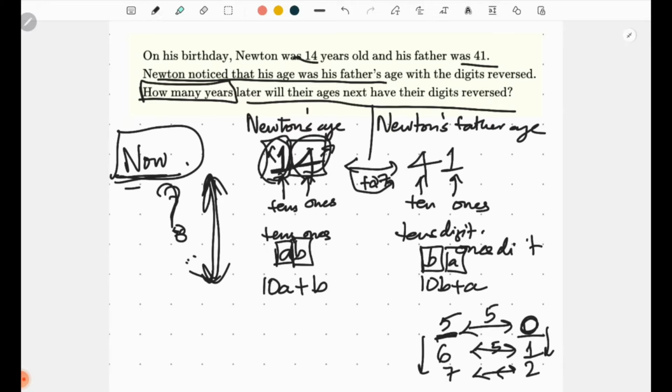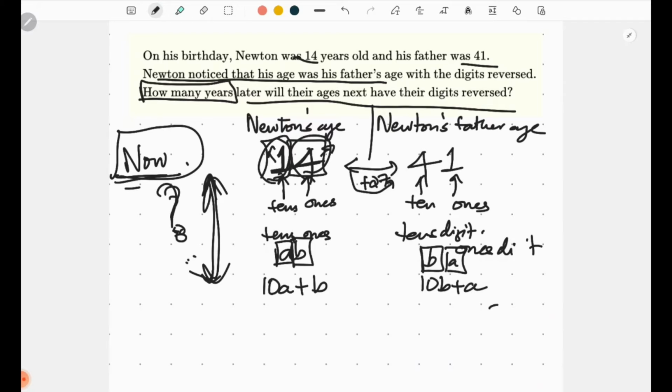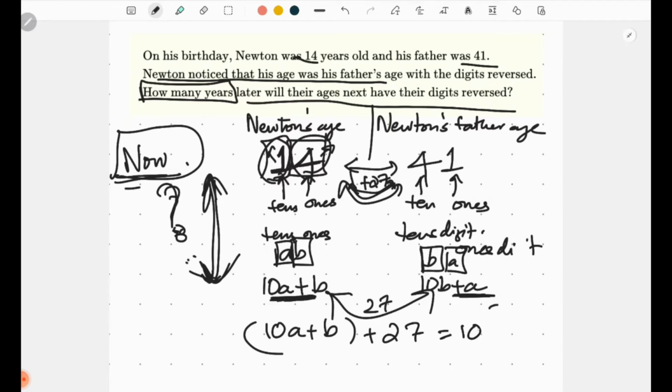Right? The same concept let's apply here. So Newton's age and his father's age, the difference is 27 now, but the difference is going to be the same even after many years later, right? So if this difference is 27, then this difference also should be 27, because this is a few years later, the scenario is not going to change. The difference in the ages is not going to change. Only the ages are going to change. So Newton's age is the smaller age and this is the bigger age, right? So 10A plus B plus 27 is 10B plus A.